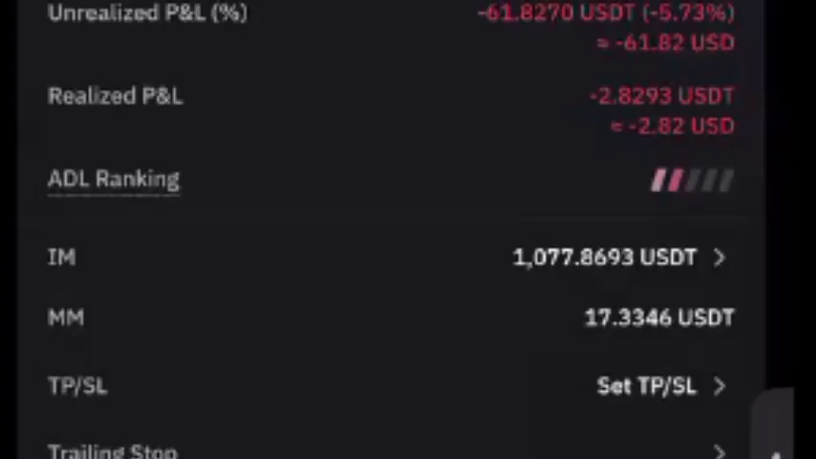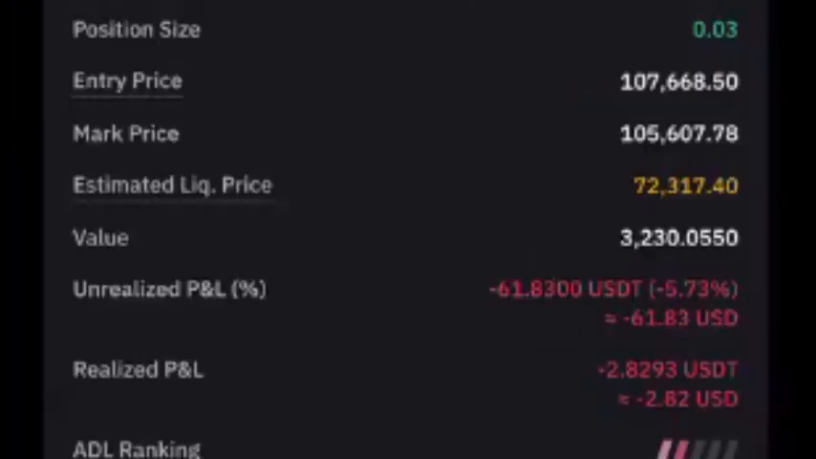If we look at IM, just maybe fourth to the last, IM means initial margin. Remember, margin means our capital here. The capital we are using for this trade is $1,077. That's the capital. If we look at value, basically it means our $1,077 is working as $3,230. Entry price means that we bought this contract at the price of $107,668. What does mark price mean?